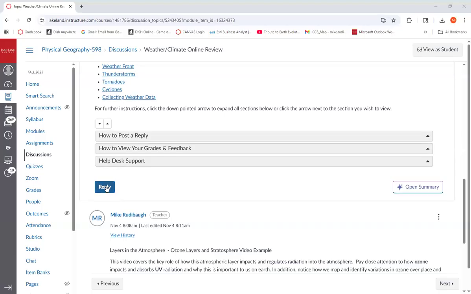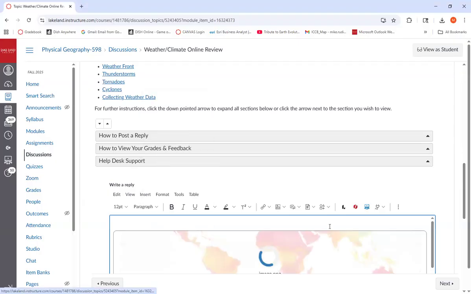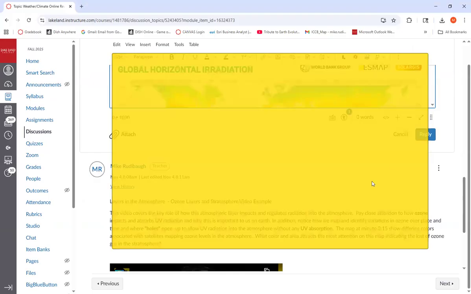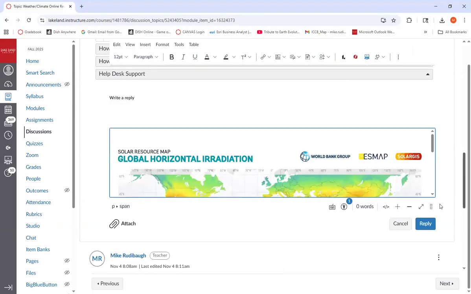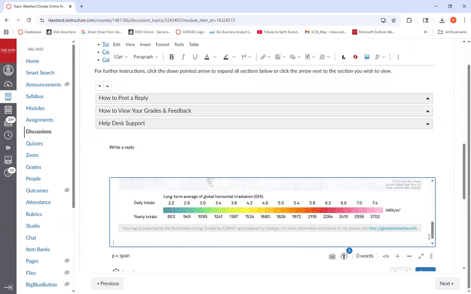I'm going to go back to my Zoom, and I'm going to click reply, and right click and paste. And there is the map, and I would click under the map at that point, and drop my cursor and make sure I type the source is something like Solar GIS. I think they capitalized it, so we have an idea of what organization.